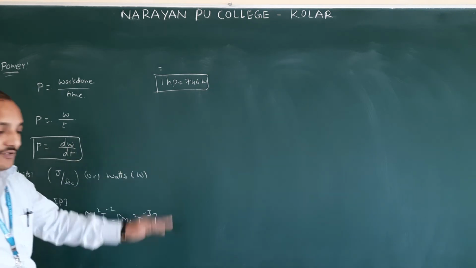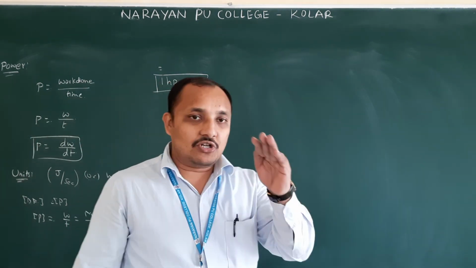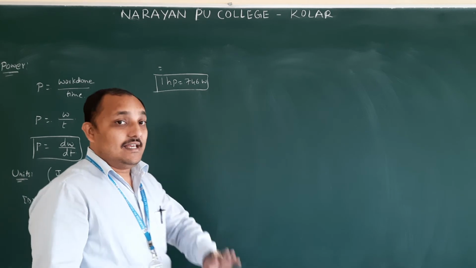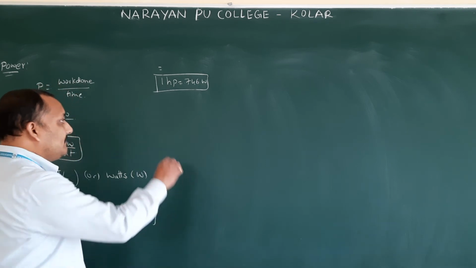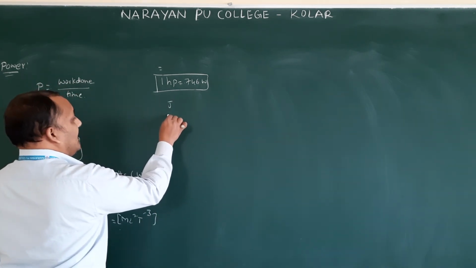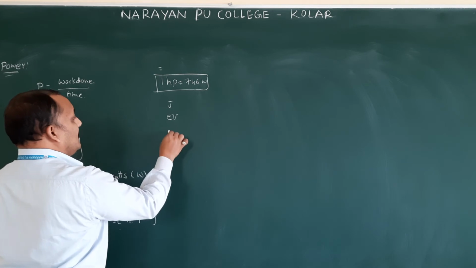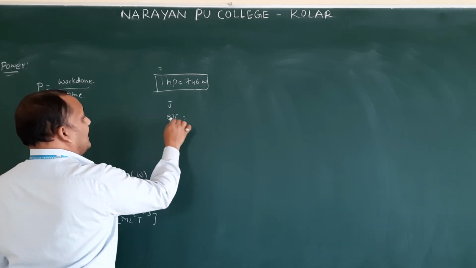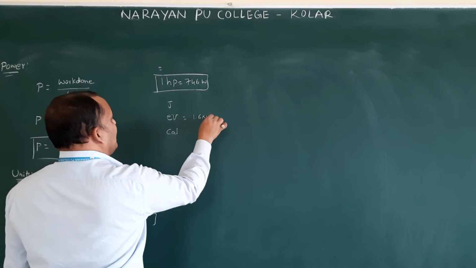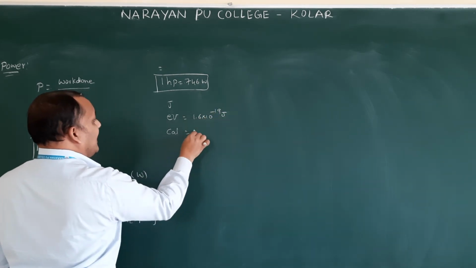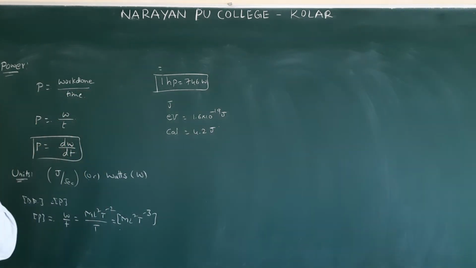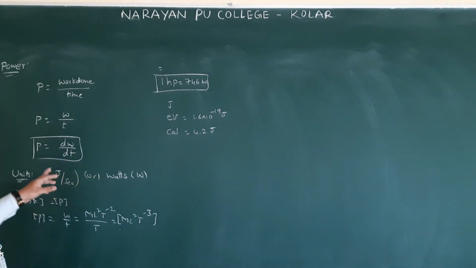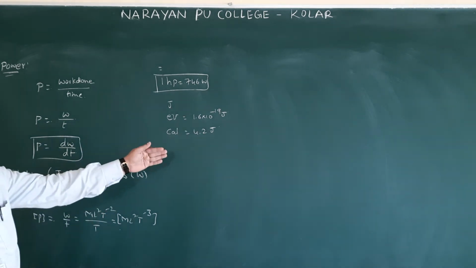And another unit: I told you whenever energy units came, joule is one of the units for energy, electron volt is one of the units for energy, and another one I gave is calorie. Did you remember? Joule, EV, electron volt, and calorie. So 1 EV is equal to 1.6 into 10 power minus 19 joules. Calorie is 4.18 or 4.2 joules. Now another unit of energy. I am not saying about power, I am saying about energy. Another unit of energy by using this power equation. Therefore I didn't give it at that time.